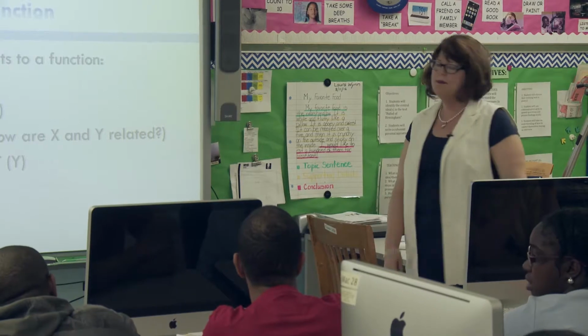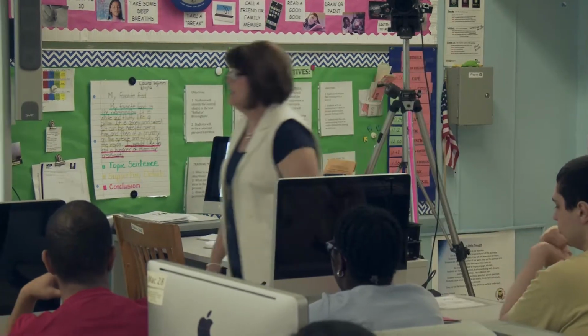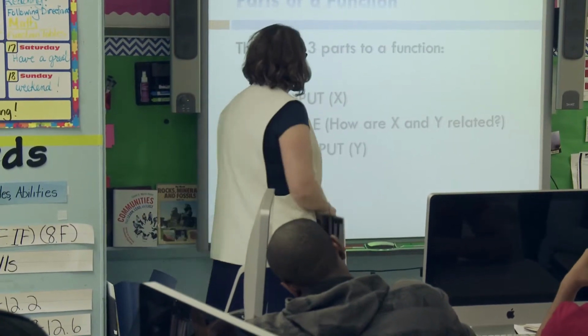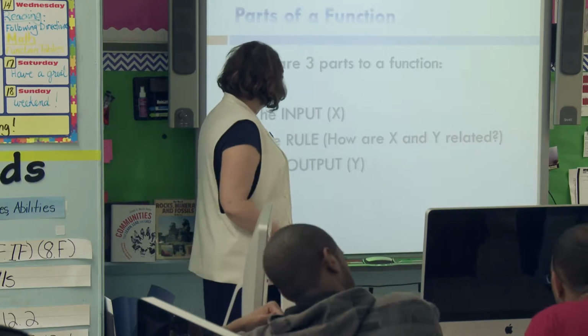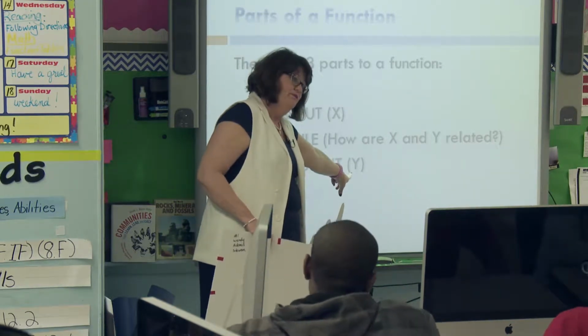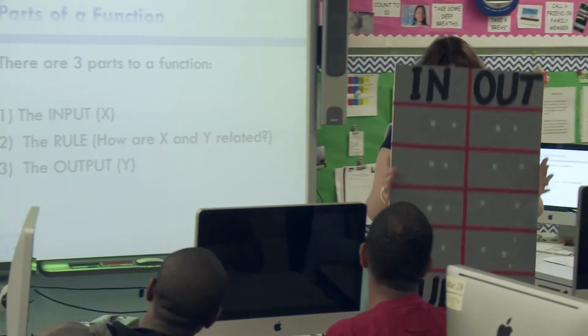All right, so there are 3 parts of a function, and this will help you when we get into our small groups. There's the input, which we already said, Adonis, is what? The x. The rule, or how the numbers are related. And then we have the output, which is what, Wendy? Very good. All right, so here's an enlarged function table, right?